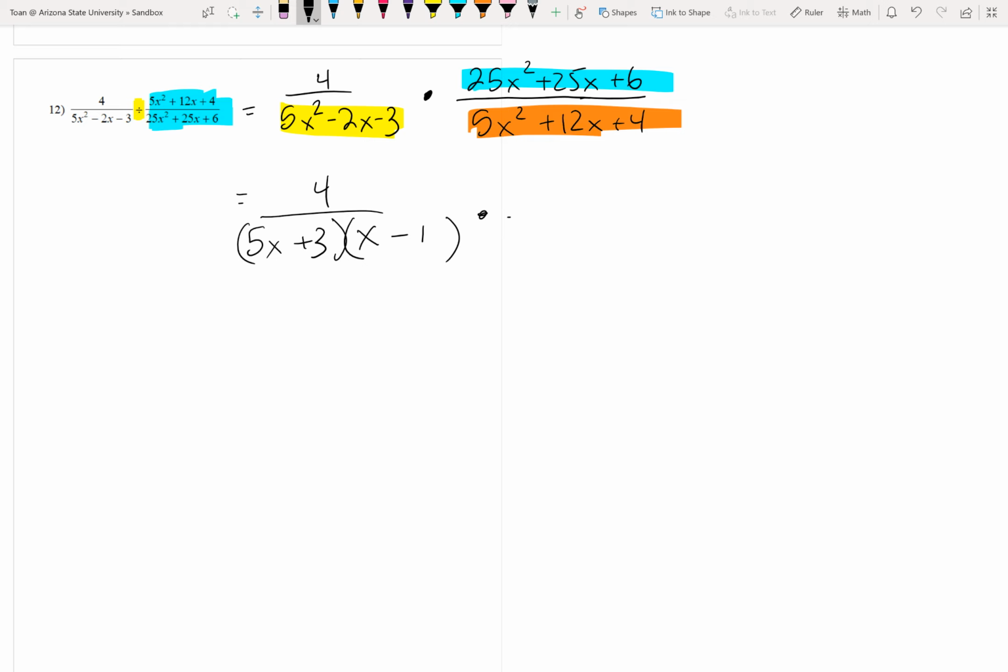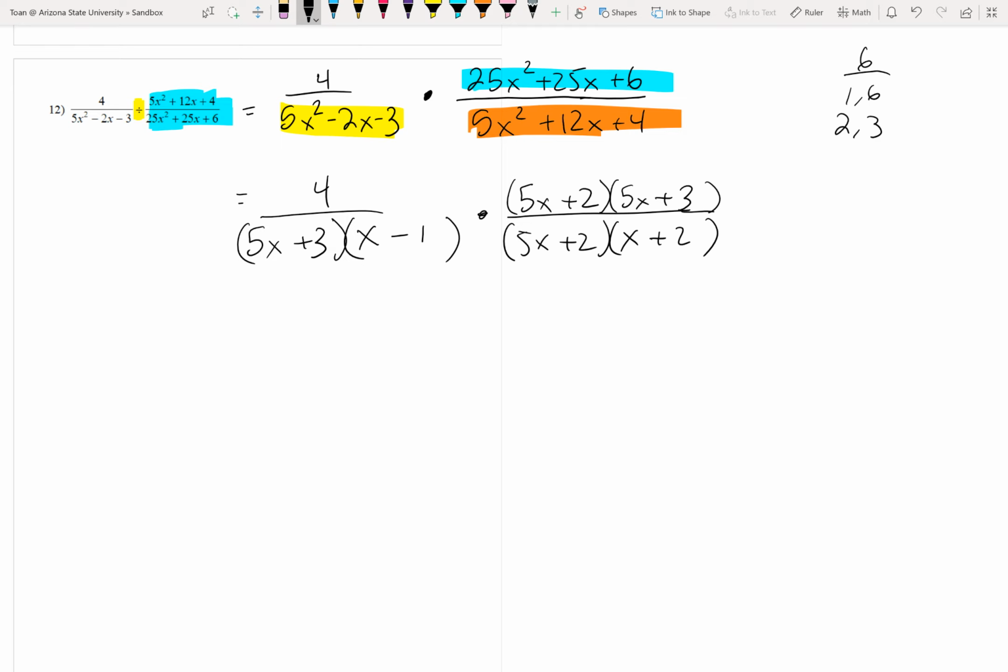Yep. And over here, 25 could be 25 and 1 or 5 and 5. I think it's going to be 5 and 5 because the numbers are so close together. So let's see here. 6 is 1 and 6. 2 and 3. I can do 15 and 10. Oh, there we go. Plus 3 and plus 2. And in the denominator here, 5x and x. 4 and 1, 2 and 2. It's 2 and 2. Plus 2. Plus 2. Again, I went through that fairly quickly, but all I was doing is guessing and checking.